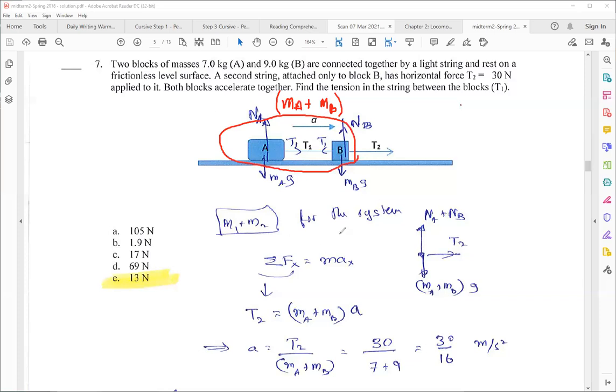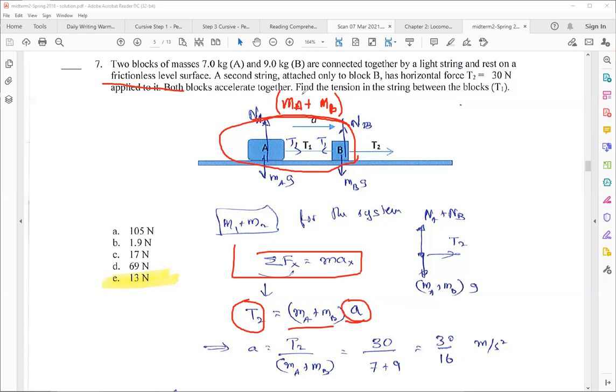If you look at Newton's second law for this system, net force along X is mass times acceleration. What are the forces acting on this system, MA plus MB? Only tension 2 is acting. We're not considering friction in this case; we're saying frictionless level surface. So tension 2 will be equal to total mass times acceleration. While we're doing this, we want first to find the acceleration.